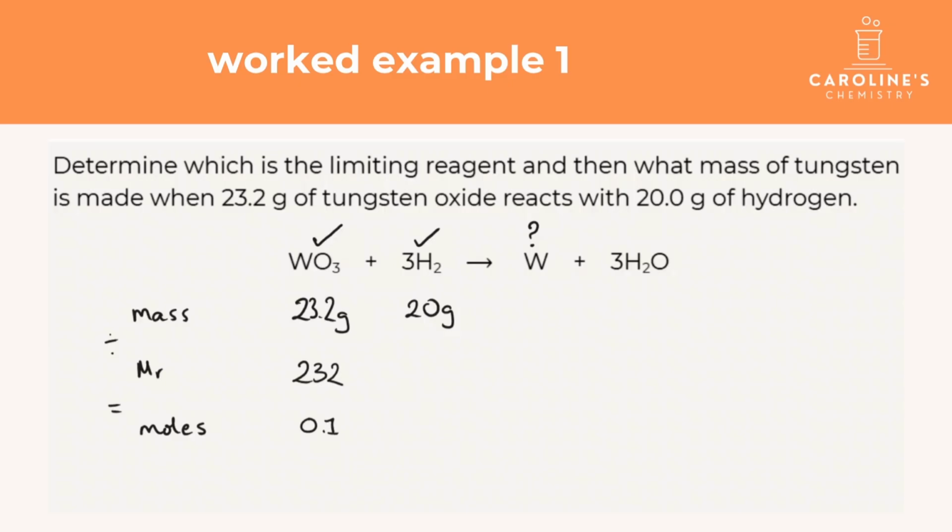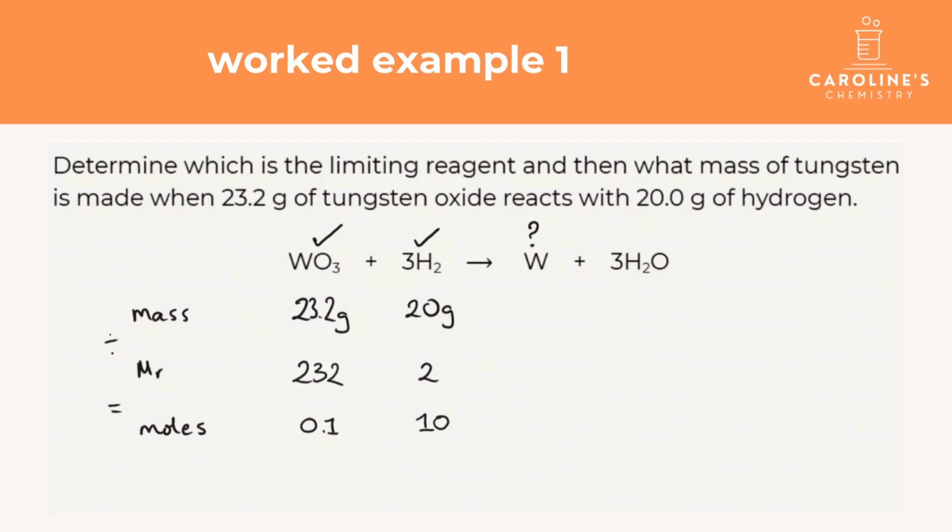Now let's work down the next column. So I know I have 20 grams of the hydrogen. The AR of the hydrogen is 1 and it's H2. So 2 lots of 1 means that MR of hydrogen is 2. 20 divided by 2 is 10.